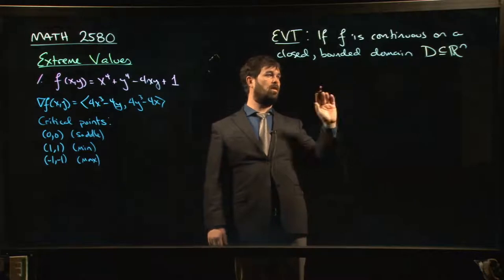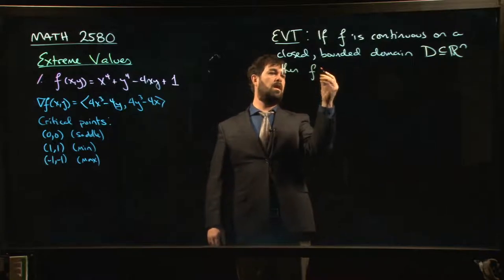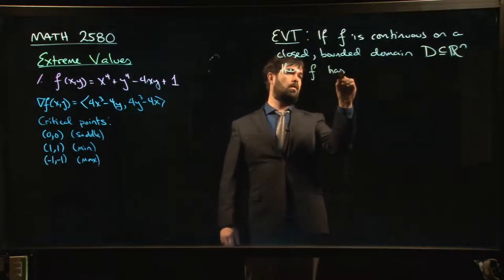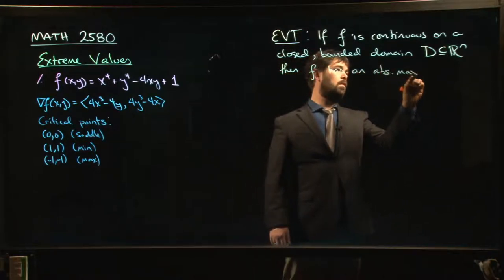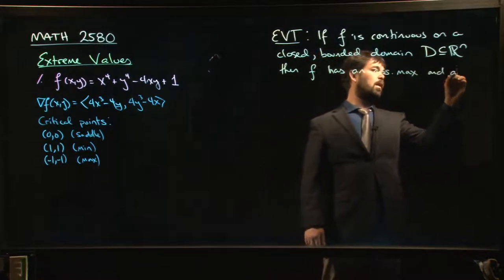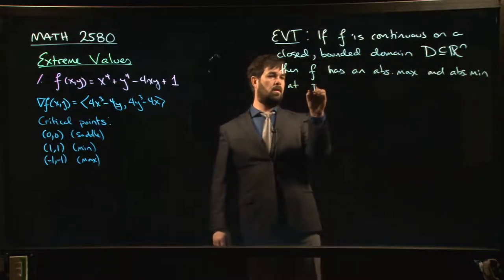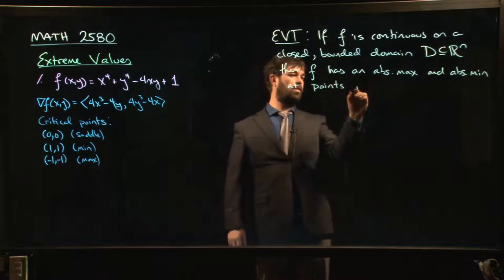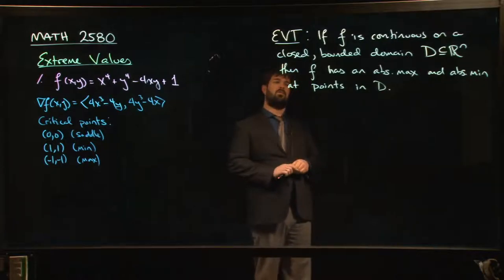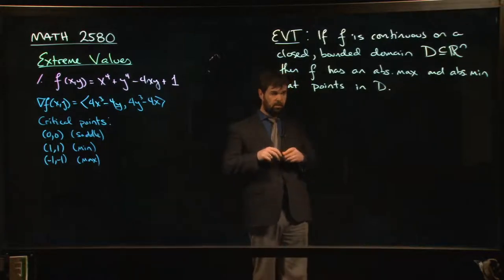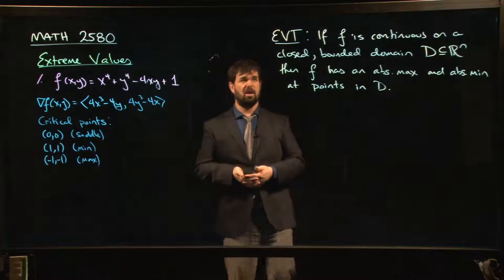But if f is continuous on a closed bounded region D, then f has an absolute max and it has an absolute min at some points in D, right? So you're guaranteed to be able to find some point in your domain where your function attains an absolute maximum, some other point in your domain where the function attains an absolute minimum, right? Just like in Calc 1, right?